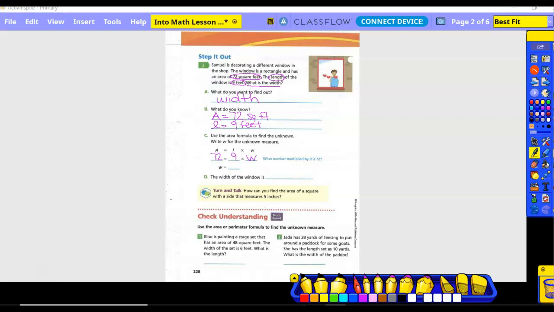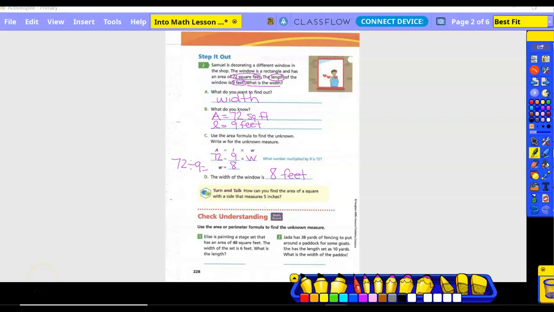So we need to get W by itself. So what do we do to get W by itself? We do a division or an inverse operation, right? Okay, so we would take 72 divided by 9 equals what, guys? 8. So the width of the window is 8 feet. Just feet, right?